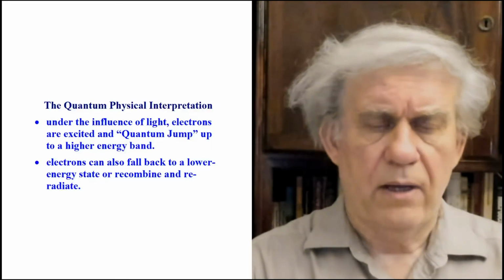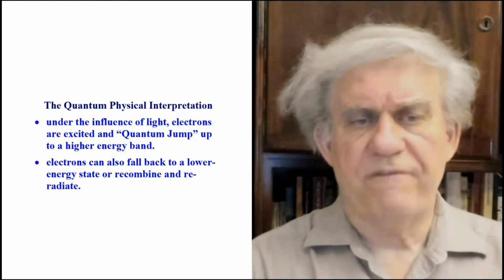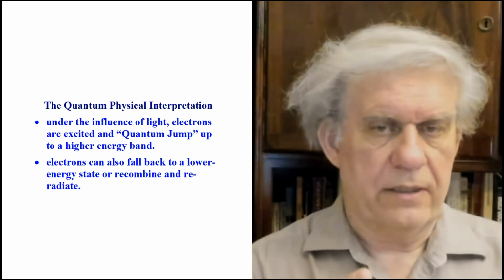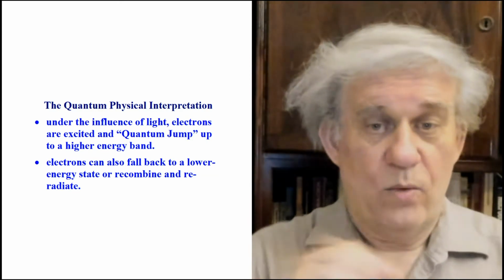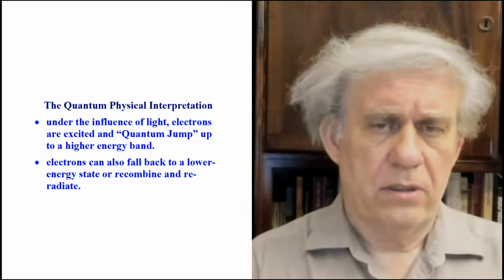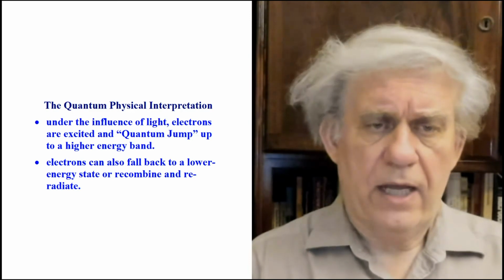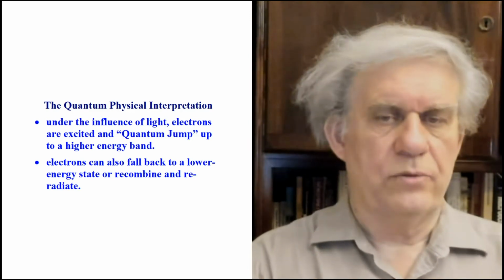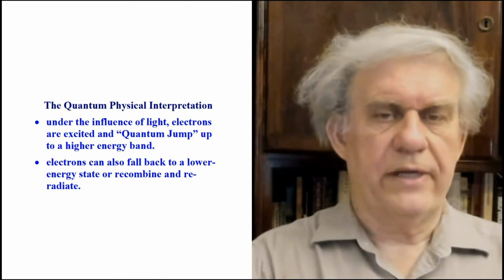Are going to explain? Well, here's one. Okay. So the quantum physical interpretation. Under the influence of light, electrons are excited. Whoa, they're excited, and quantum jump up to a higher energy band. Whatever that is, we'll find out in a second. Electrons can also fall back to a lower energy state or recombine and re-radiate. Okay, so this is how they're going to play around with that.